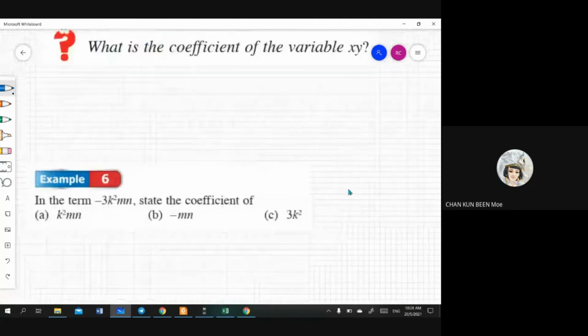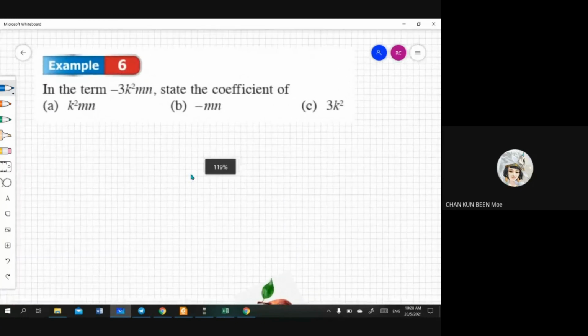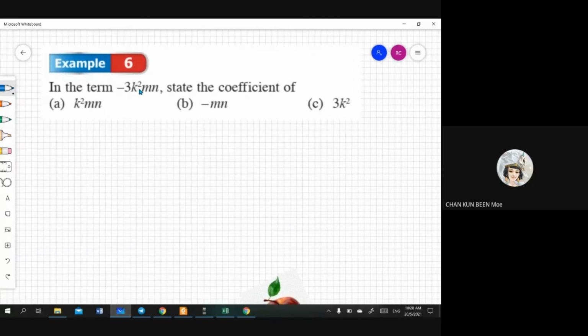That is the example in your book. So you look at the term given, negative 3k squared mn. State the coefficient of k squared mn. So what you need to do is find out the product to get negative 3k squared mn. So you find out like this, negative 3k squared mn.